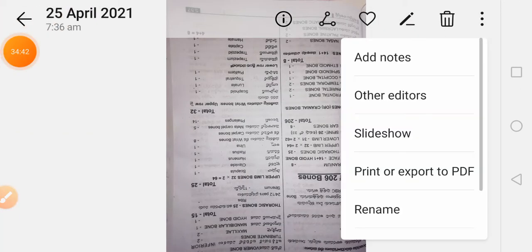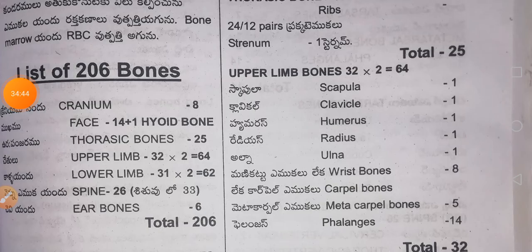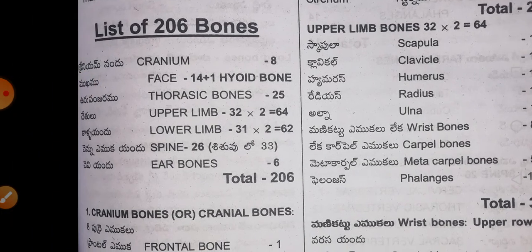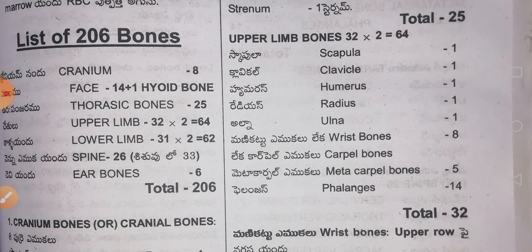In this list of 206 bones in our body, how many bones are there? 206 bones will be there. Cranium has 8 bones, face has 14 plus 1 hyoid bone. Then thoracic bones, upper limb, lower limb, spine, ear bones. Overall 206 bones will be there.